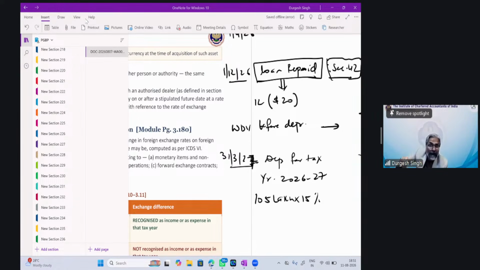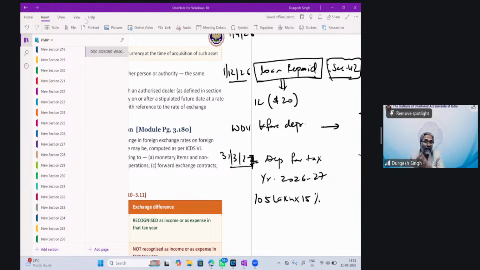And that difference is what will be capitalized. When will it be capitalized? On the date of payment. So therefore, in this example that we did, full payment was made on 1st December 2026. So what I did, 120 and 100, the difference is 20. That is the extra 20 I have to pay against $1 lakh.